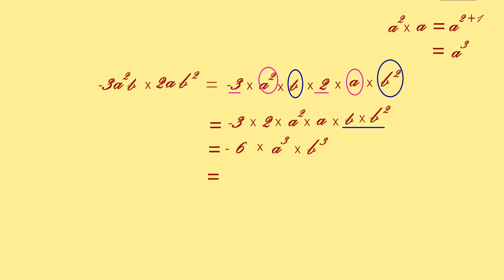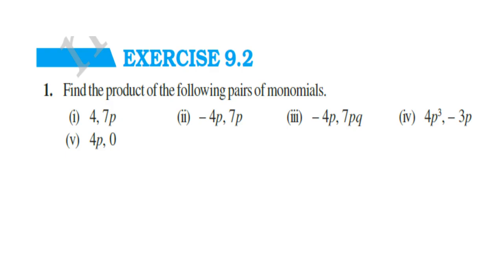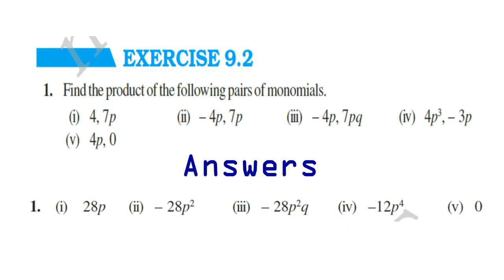Now minus 6 into a cube into b cube, you can write it as minus 6 a cube b cube. Here is your exercise 9.2 question number 1. Find the product of the following pairs of monomials. Do multiply and find out the answers. Here are your answers. Do verify yourself.